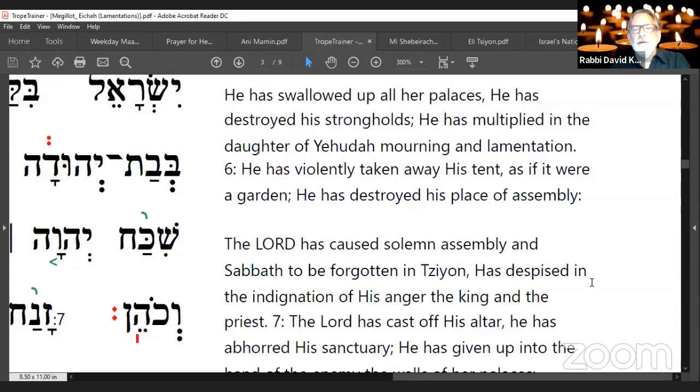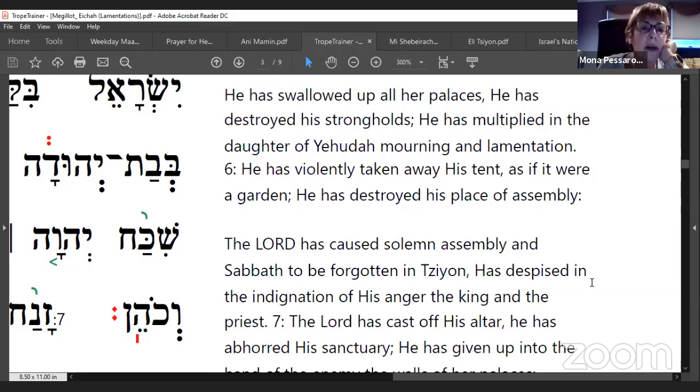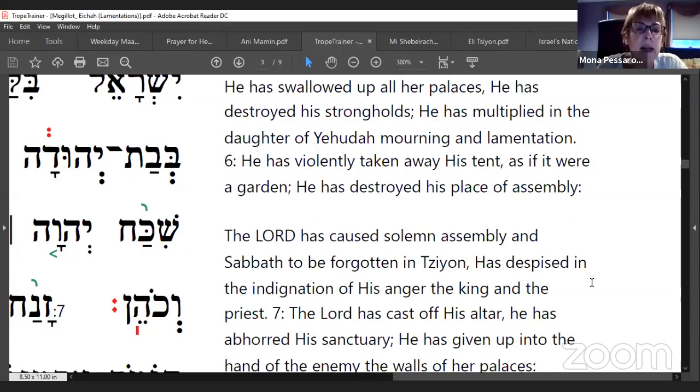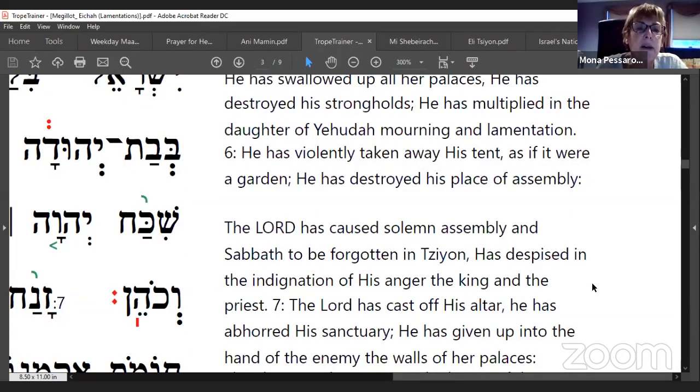He has swallowed up all her palaces. He has destroyed his strongholds. He has multiplied in the daughter of Yehudah mourning and lamentation. He has violently taken away his tent as if it were a garden. He has destroyed his place of assembly.